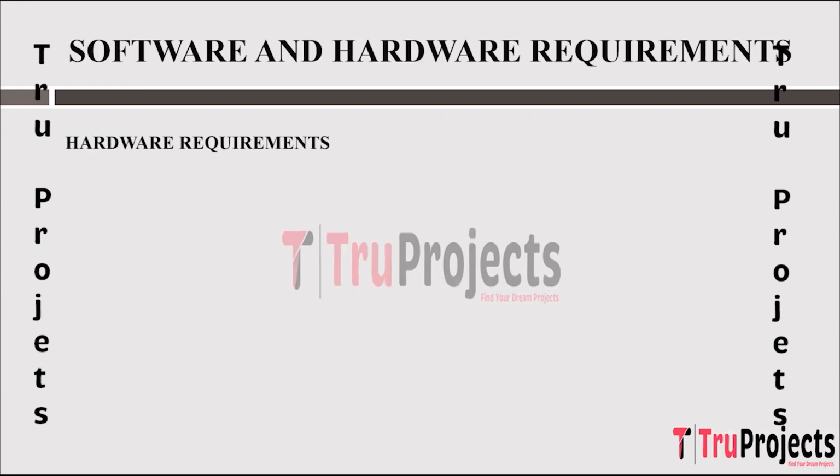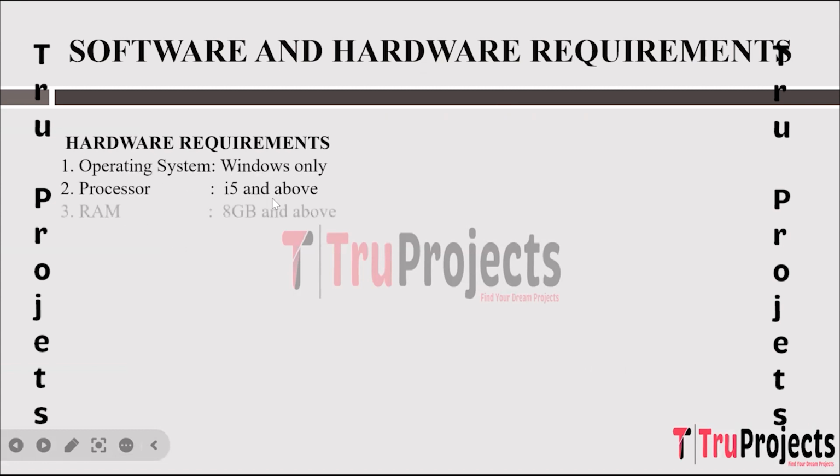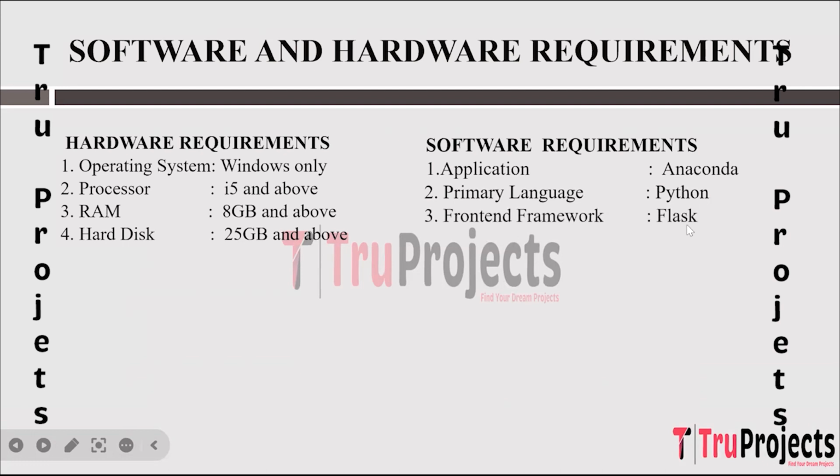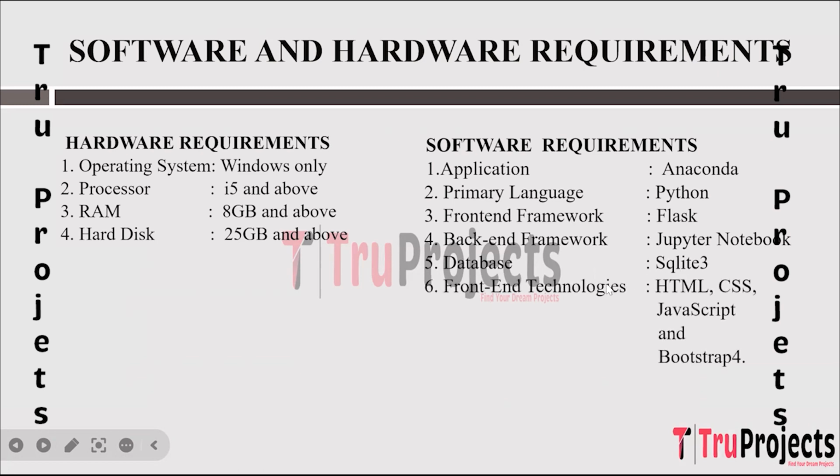Software and hardware requirements. Hardware requirements of the project are: operating system of Windows, processor of i5 and above, RAM of 8 GB and above, hard disk of 25 GB and above. Software requirements of the project are: application is Anaconda, primary language is Python, front-end framework is Flask, back-end framework is Jupyter Notebook, database is SQLite3. Front-end technologies used in the project are HTML, CSS, JavaScript, and Bootstrap 4.